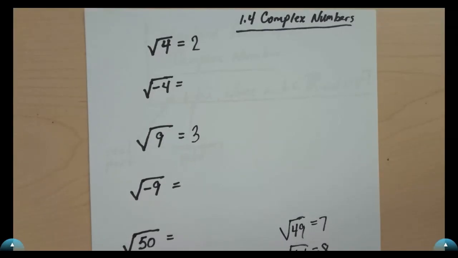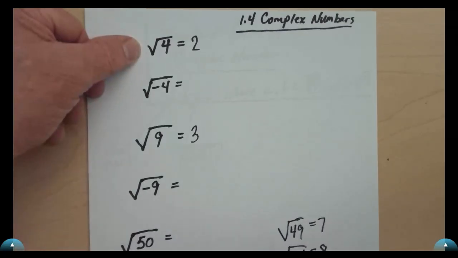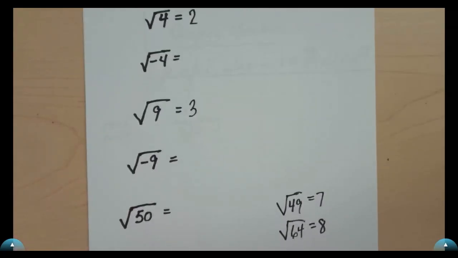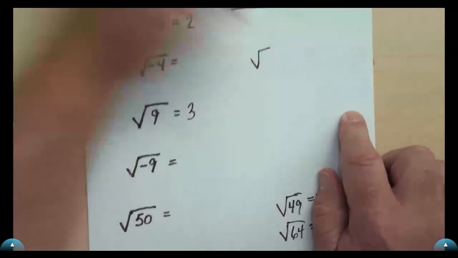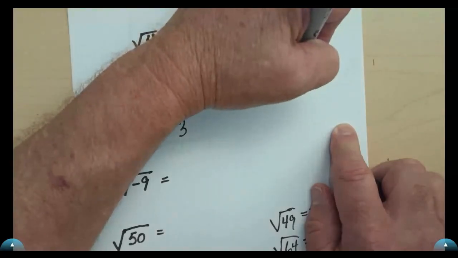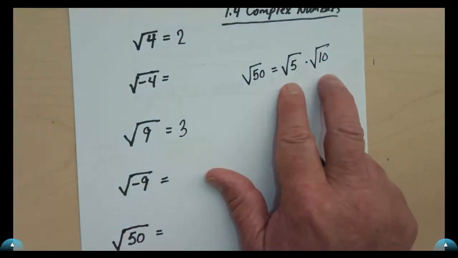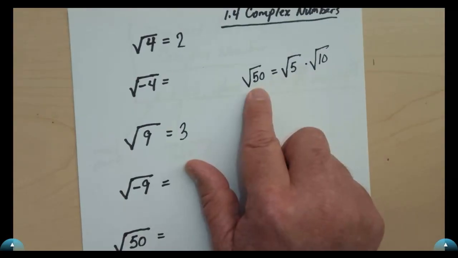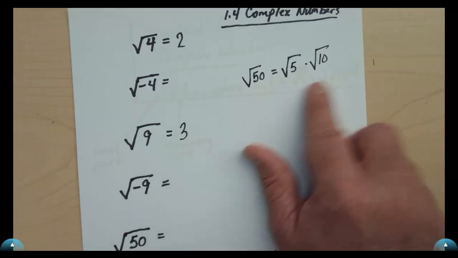Story of my life. So, brief recap. We know the square root of 4 is 2. We know the square root of 9 is 3. We're trying to figure out the square root of 50. Here's what we can do. It turns out that the square root of 50 is equal to the square root of 5 times the square root of 10. In other words, you can multiply what's under the square roots. The square root of 5 times the square root of 10 is literally equal to the square root of 5 times 10, which is 50. So this is another way of writing the square root of 50.